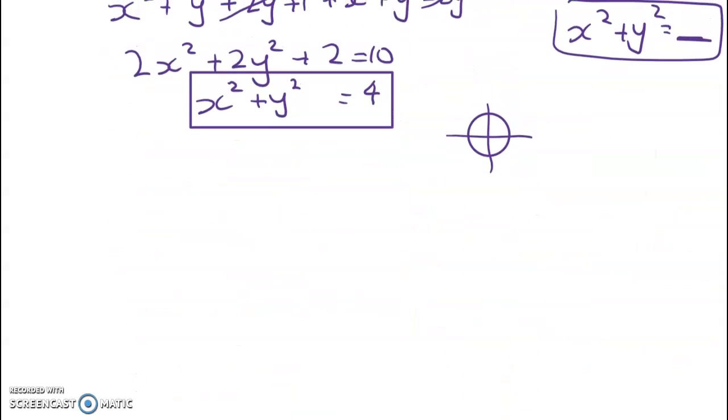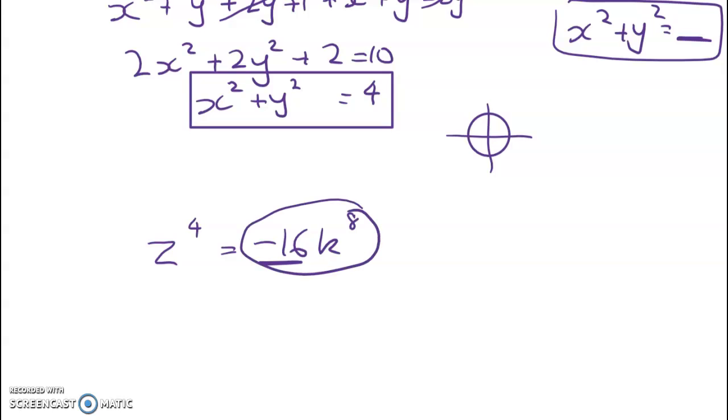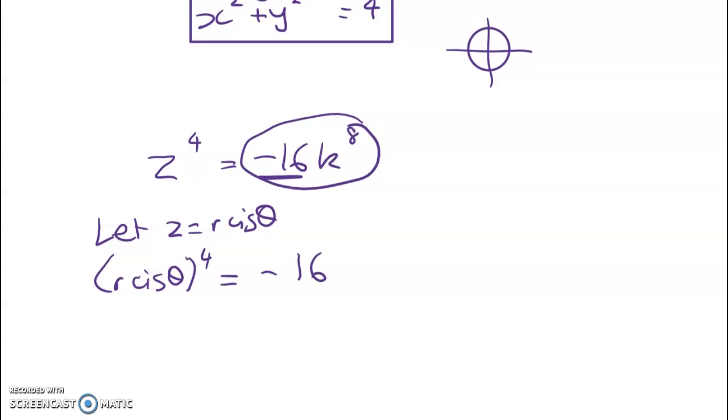When I first taught how to find complex cube roots, it was either in class or in a video, one of the things I said is that examiners really like to give examples where you've got a negative number. So z to the power of 4 is equal to this. Well, we know that this is a negative number. We're going to let z equal r cis theta. So on the left-hand side, we get r cis theta to the power of 4. And I'm just going to show you why we want to fix this up. It's equal to negative 16k to the power of 8. So this is a number.